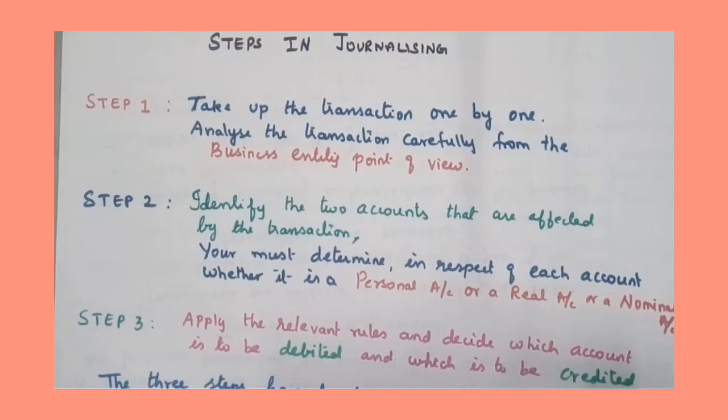Okay. The first step என்ன அப்படினா take up the transaction one by one. Okay. So, உங்களுக்கு நிறைய transactions கொடுத்திருப்பாங்க. Minimum of 10 transactions கொடுத்திருப்பாங்க. They will ask you to pass the journal entries. So, அதுல first transaction மட்டும் ஒரு transaction-ஆ எடுத்துக்கோங்க. Take one transaction at a time.